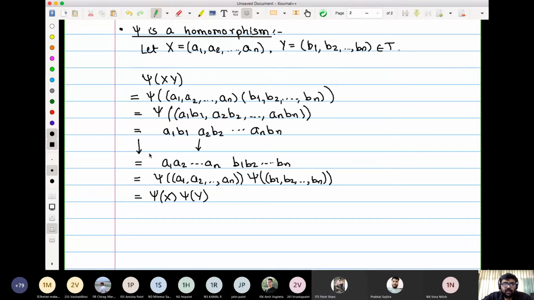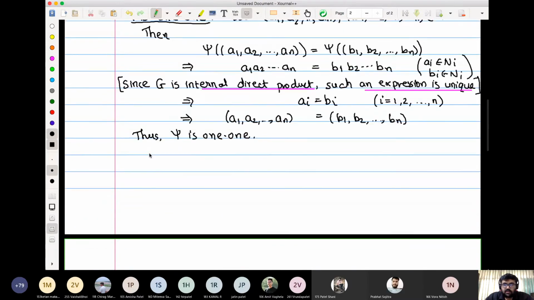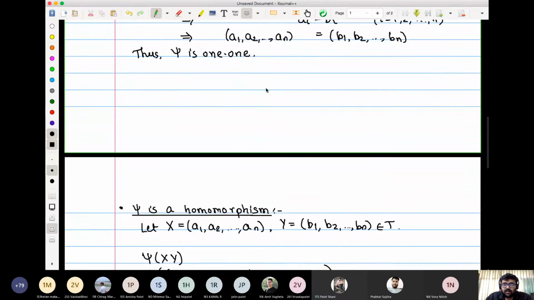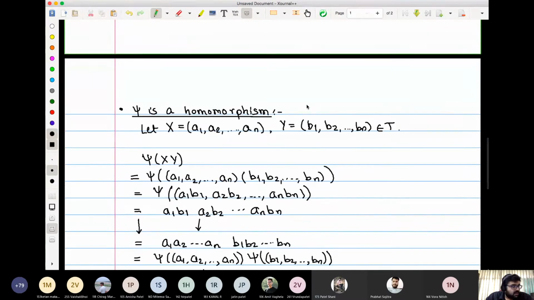When can we say they are equal? When these two expressions are the same. If these two expressions are the same, then the components are the same. We have taken two different elements.